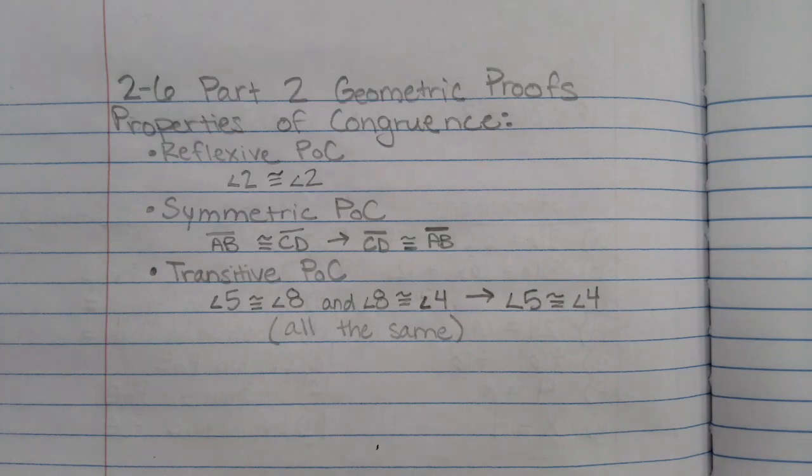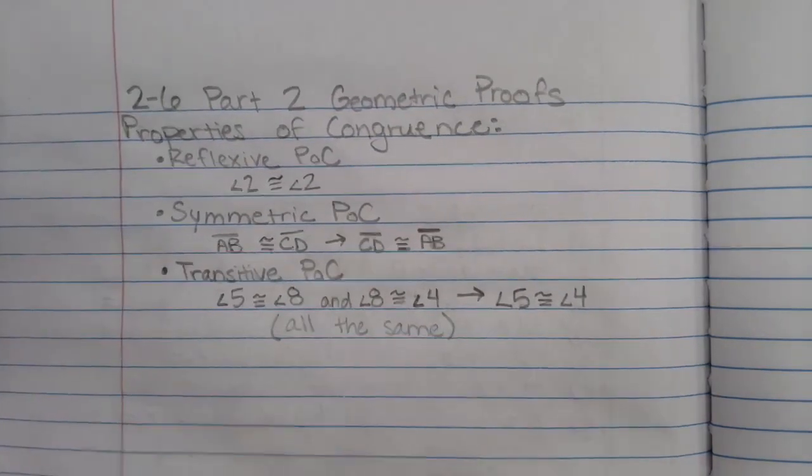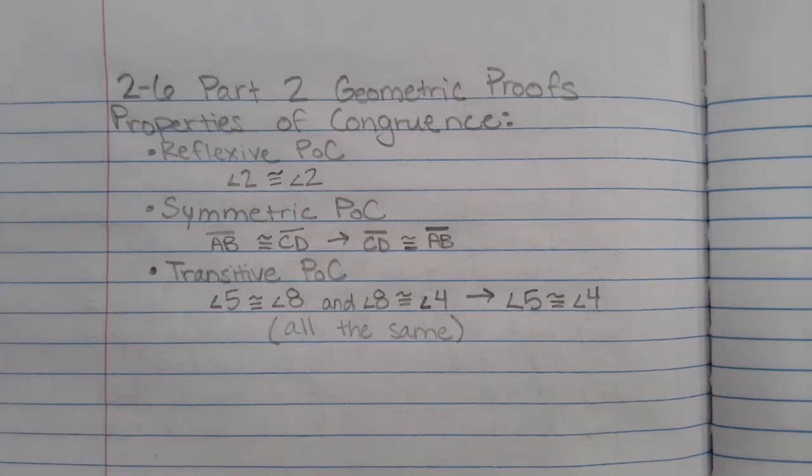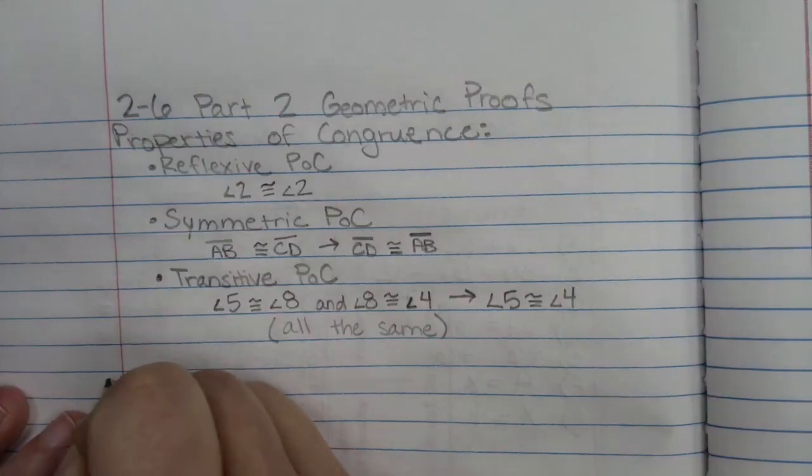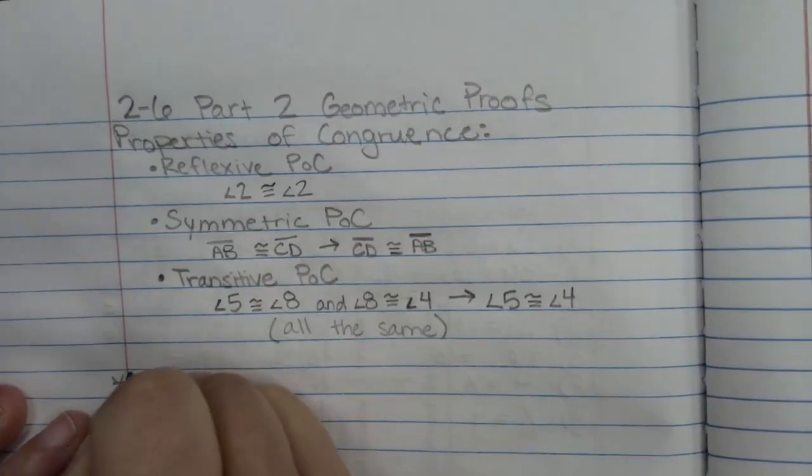All right. Now that's our properties of congruence that we might be using. We also might use properties of equality while we do geometric proofs. It's very confusing. There's lots of things happening here. Okay? But we also are going to use definition of congruence quite often. So I'm going to star this one. This one we use a lot.